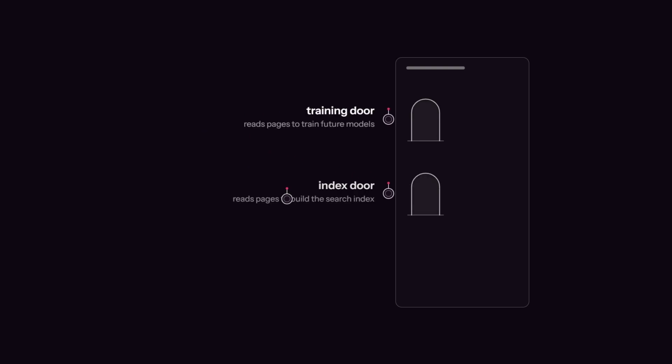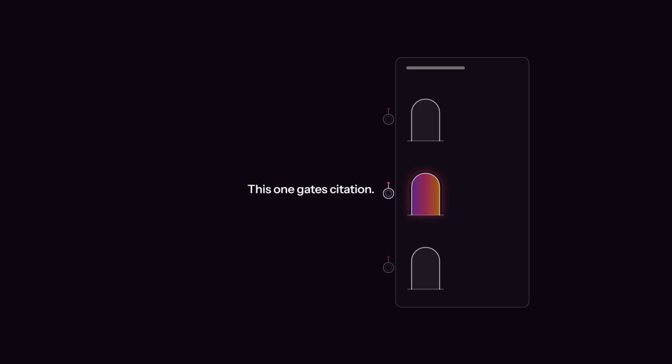Last piece, how do these systems reach your actual website? Through bots, automated visitors that read your pages. And each major company runs a set of them. Typically 3. One reads pages to train future models. One reads pages to build the search index. One fetches pages on demand when a user's question needs it. 3 bots, 3 separate doors, 3 separate decisions. The one that gates citation is the search bot. Block it, and you close your own front door.